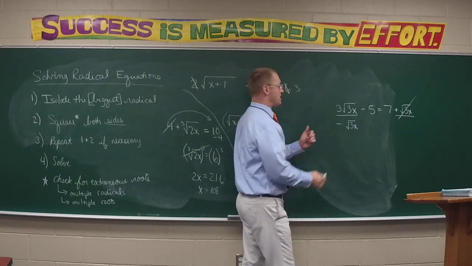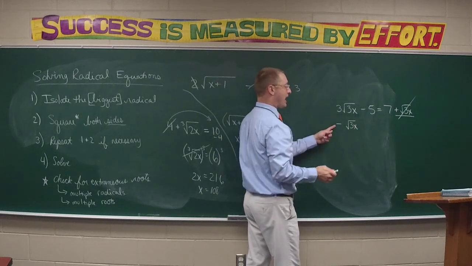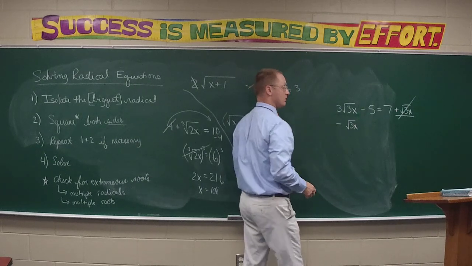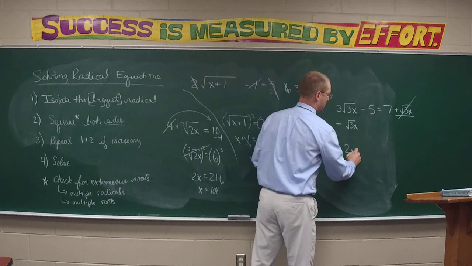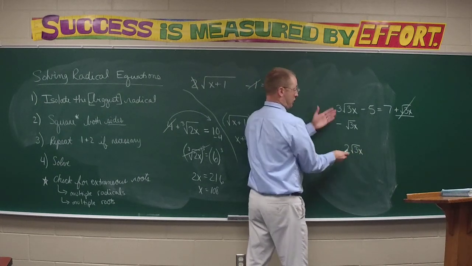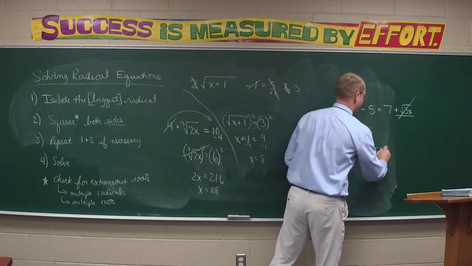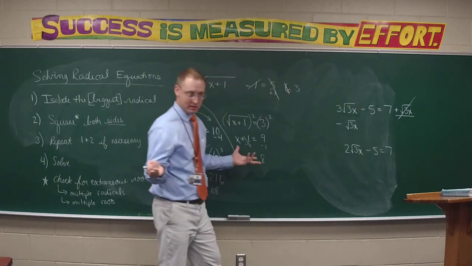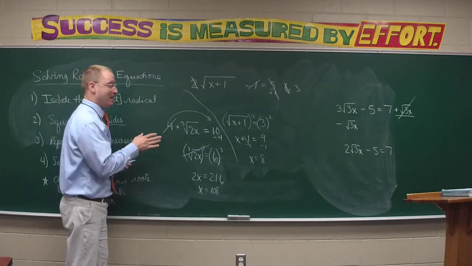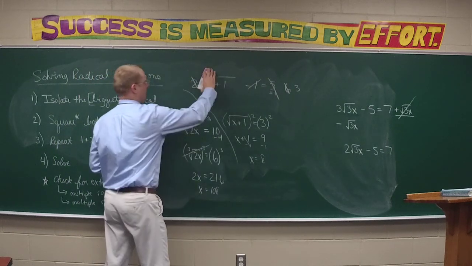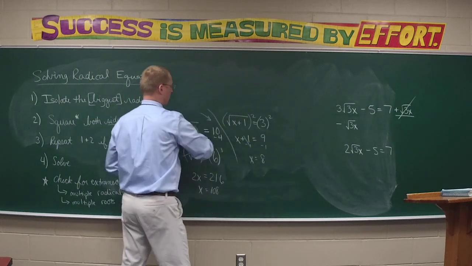Good. Well, what do we get if we take 3 square root of 3x and we subtract a square root of 3x, class? 2 times square root of 3x. 3 square root of 3x minus 1 square root of 3x equals 2 square root of 3x. Negative 5 is equal to 7. Make sense? You won't see this very often, admittedly, where you'll have similar radicals in the same problem. But if you did, I wanted you to see what it would look like.